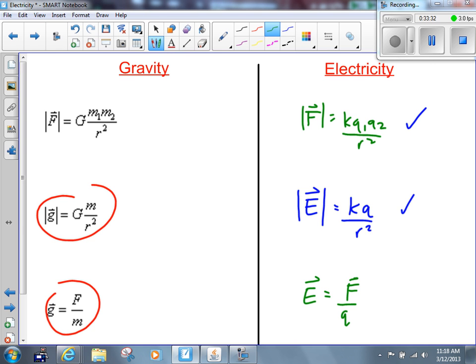Now let's take a look at a couple of these variables. K obviously is the constant. What does Q stand for here? Good. It's the charge of the producer. It's not just any charge. There are two charges here, producer and experiencer. That's the charge of the producer.